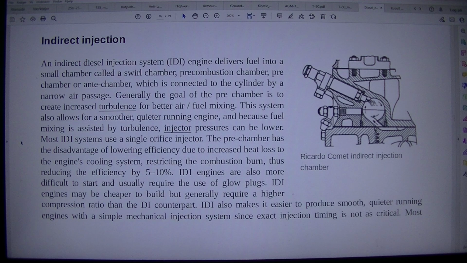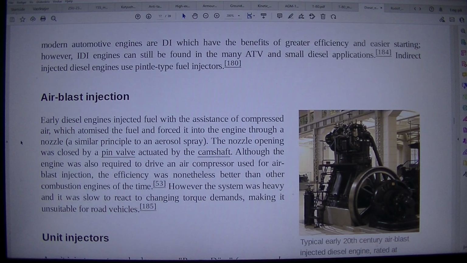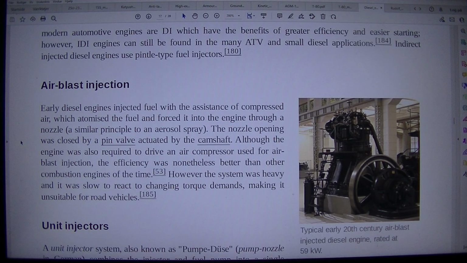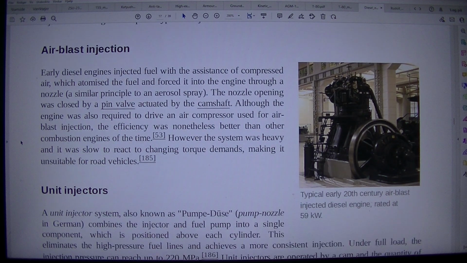Most modern automotive engines are DI, which have the benefits of greater efficiency and easier starting. However, IDI engines can still be found in many ATV and small diesel applications. Indirect injected diesel engines use Pintle-type fuel injectors.